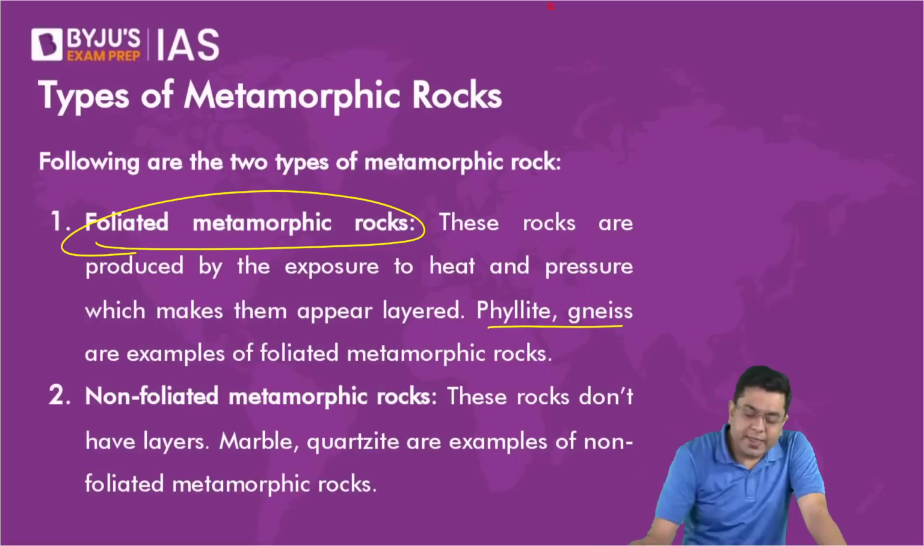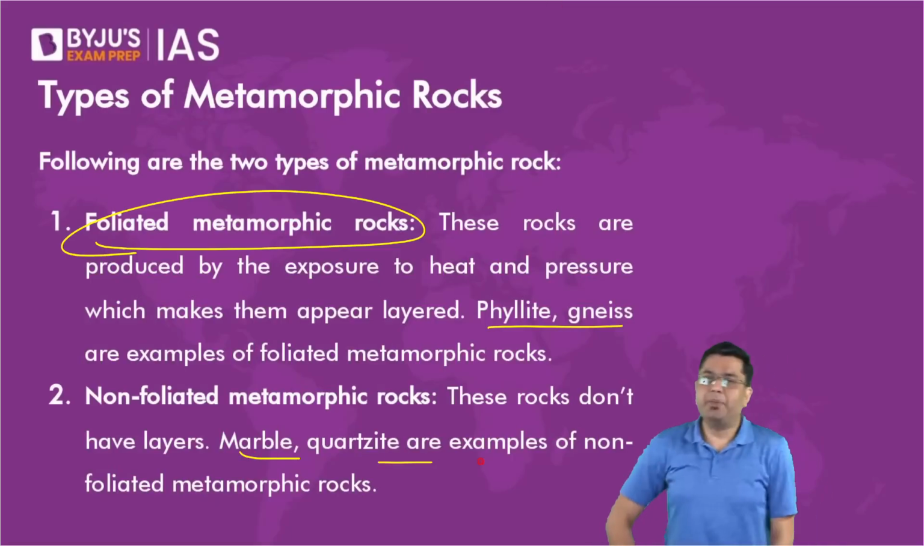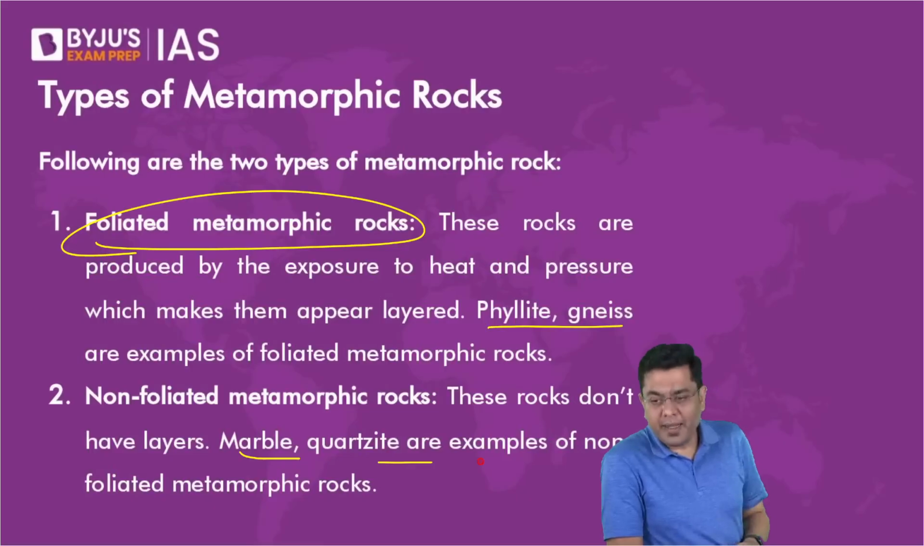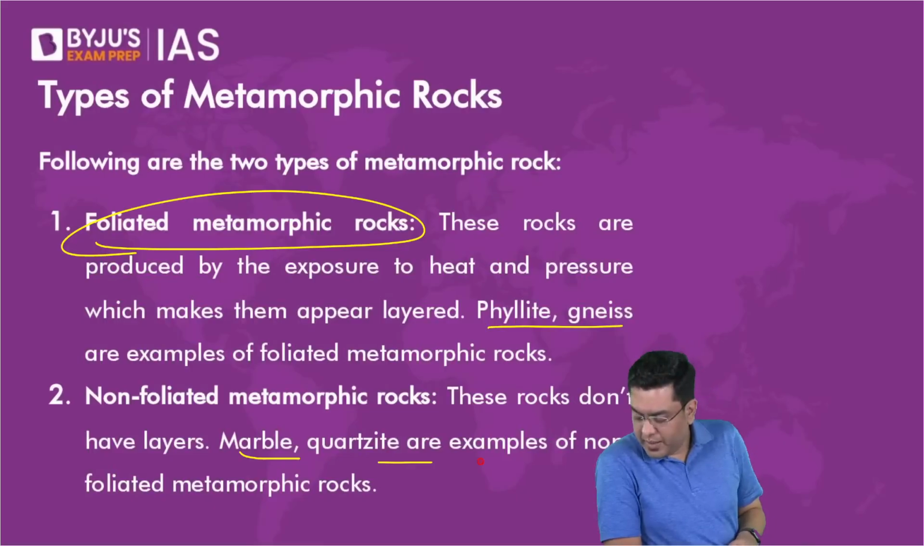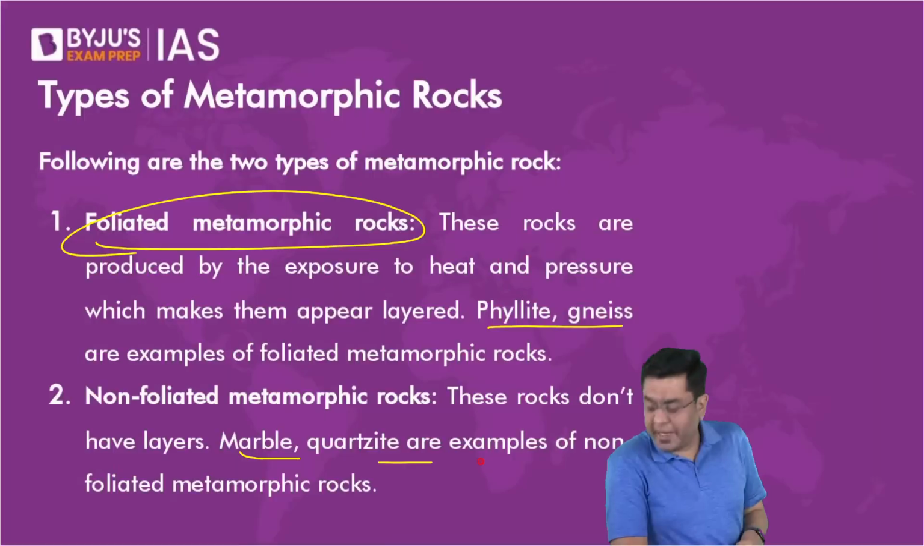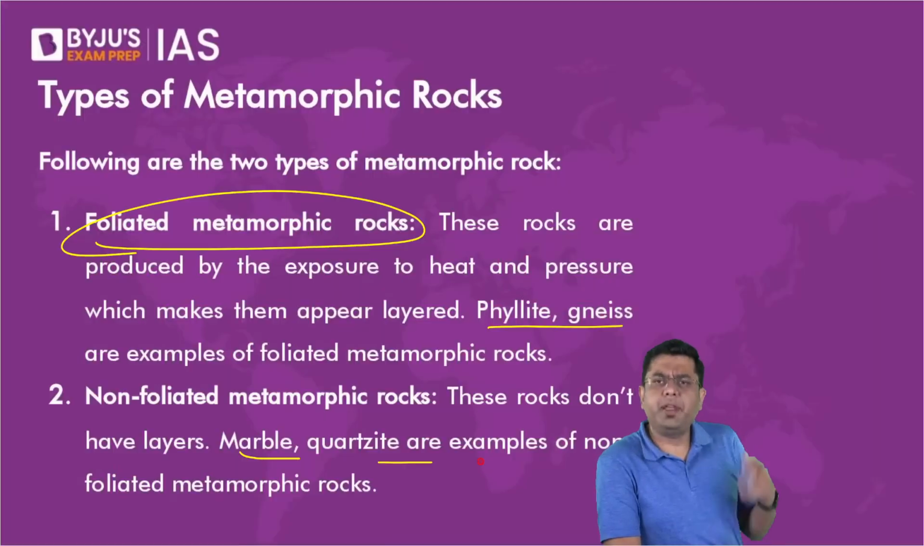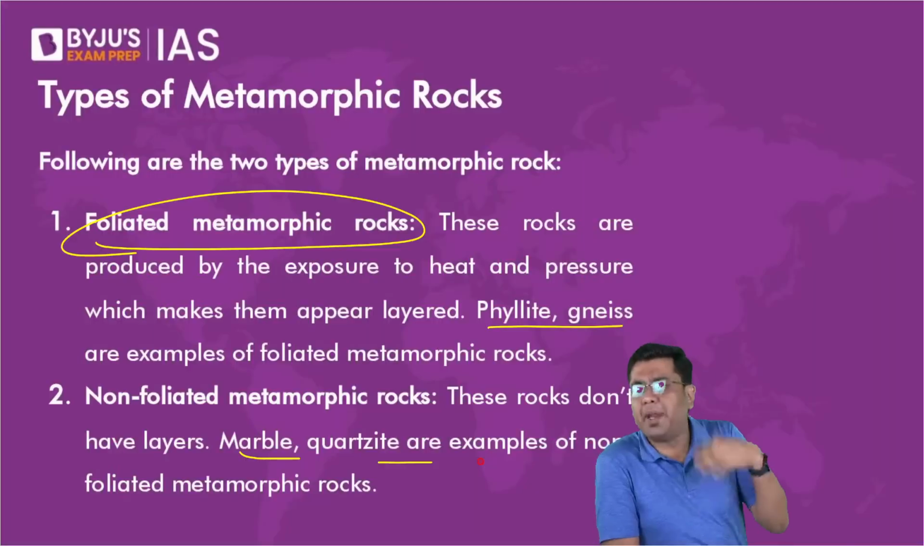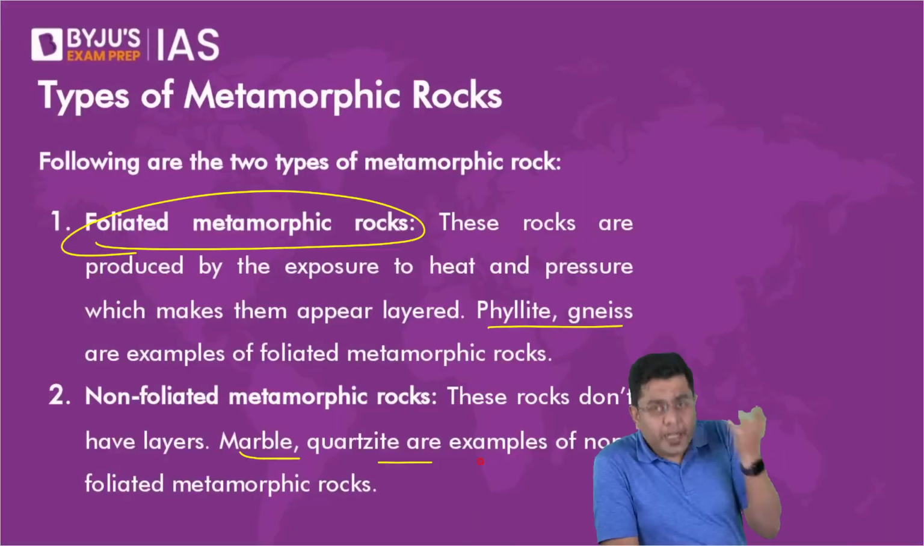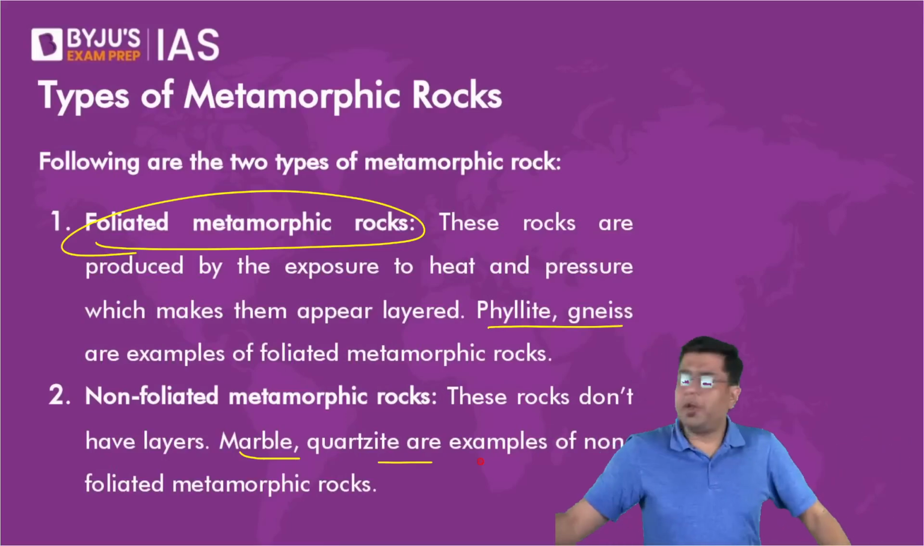Then you have non-foliated marble, quartzite. These are examples of non-foliated. They won't give you that appearance of layered structure. Okay. Now, Kavya, difference between metamorphic and intrusive igneous. Metamorphic, an existent rock type gets converted into metamorphic. Intrusive, or igneous rock, is directly formed by solidification, right? Intrusive igneous rock over a period of time can get converted into metamorphic rock.